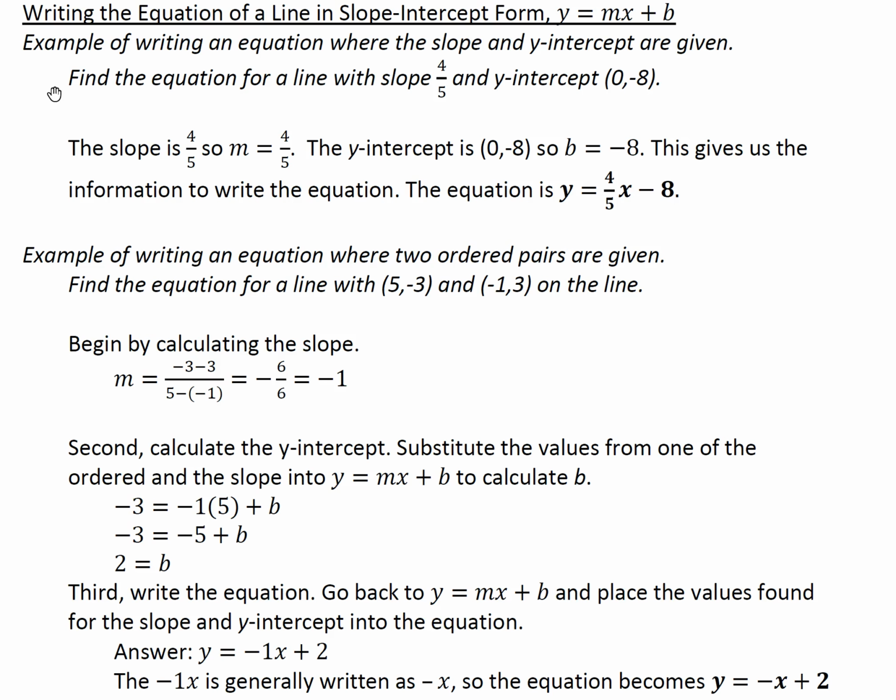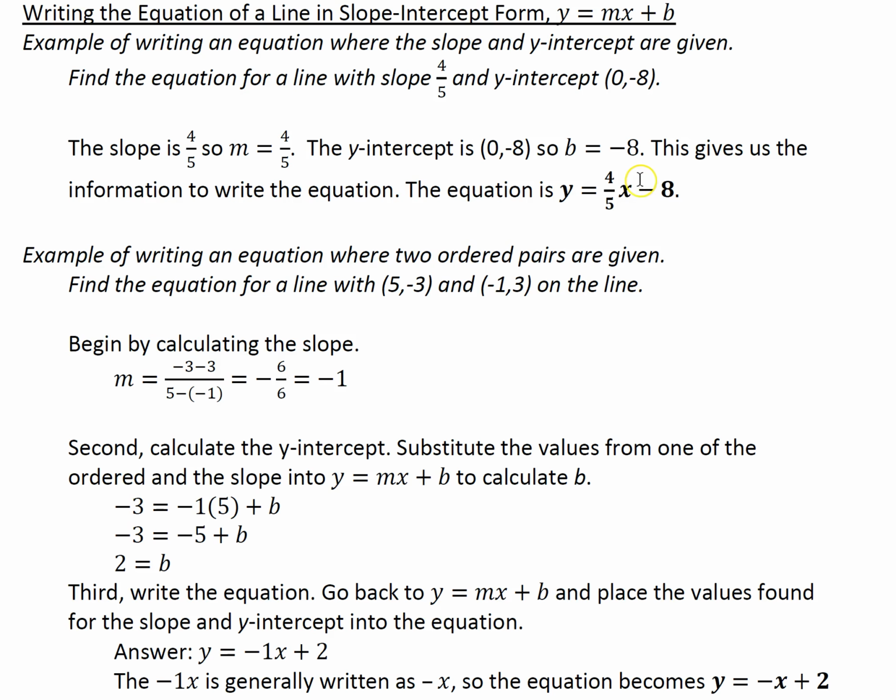This is giving us all the information we need to immediately write the equation. They tell us the slope is 4/5, so that lets us know that the letter m would equal 4/5 in the slope-intercept form of the equation. The y-intercept, they tell us, is the ordered pair (0, -8), which tells us b will equal -8. And that gives us enough information to write the equation.